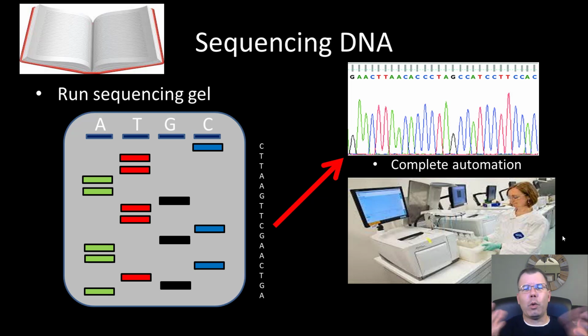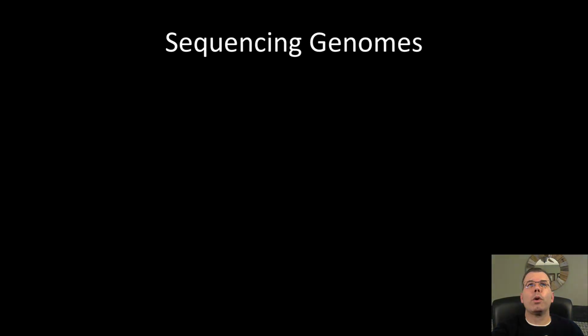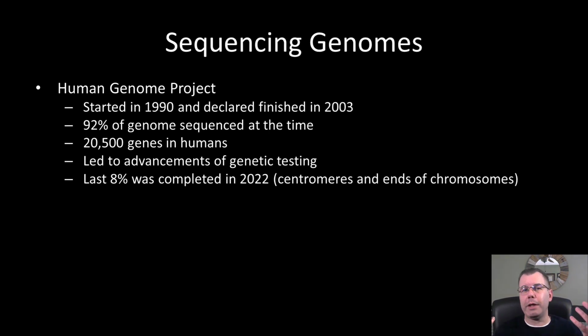So why is this important? Like I said, one, it lets us see individual genes, but the other important thing is actually seeing genomes. And so like I mentioned, one of the big things that was out there was sequencing the Human Genome Project.